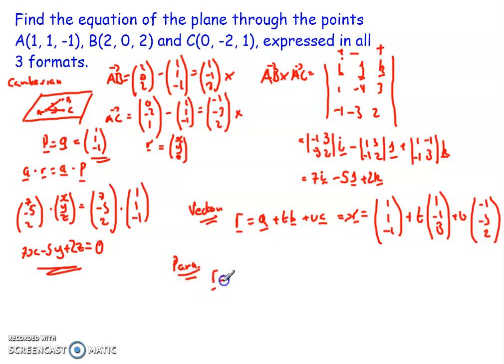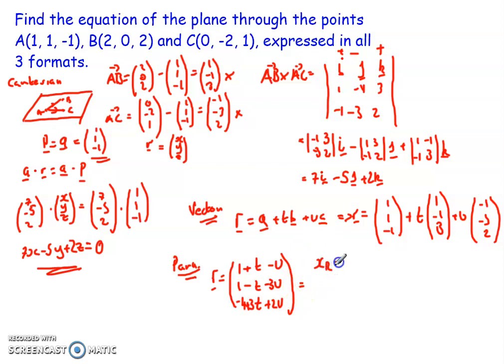And what I can write is that R, combine each component, is 1 plus T minus U, 1 minus T minus 3U, and then minus 1 plus 3T plus 2U. Right, each component out on its own.